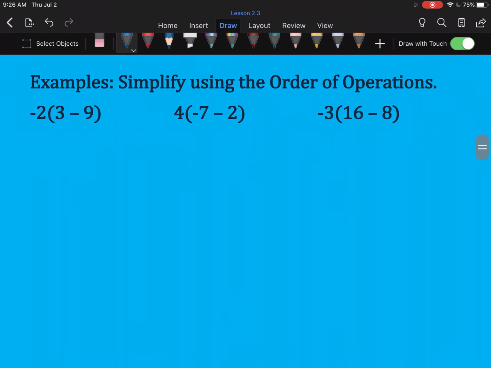The order of operations. Basically do whatever's in parentheses first, and then multiply. That's what these three examples look like. So, we're going to have negative 2 times 3 minus 9 is negative 6. Negative 2 times negative 6 is positive 12. This is just taking what we've done in all 3 lessons and putting it all together.